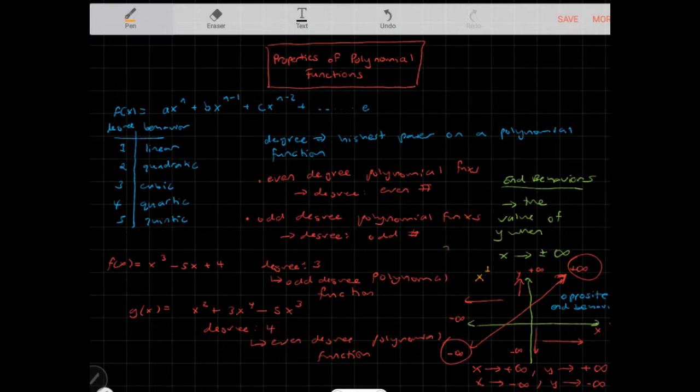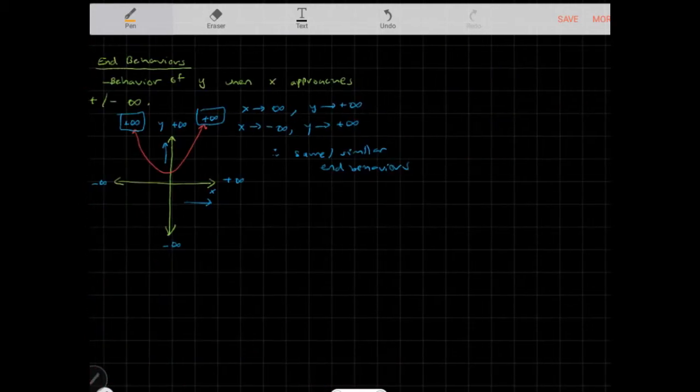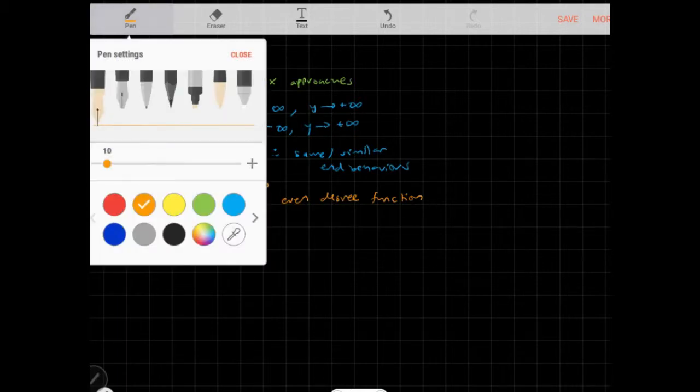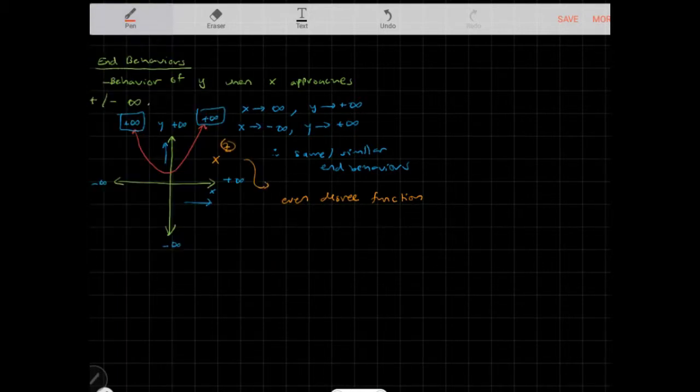The degree was 1, so this is actually an odd degree function, versus this was a quadratic, so this was an x to the power 2 function. And as a result, this is an even degree function. Well, this is actually a more universal rule, and what I want you to really understand here is that all even degree functions have similar end behaviors. They have the same end behaviors.